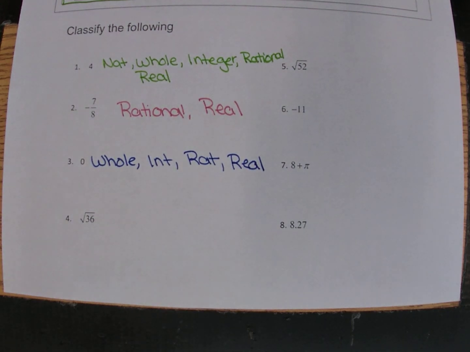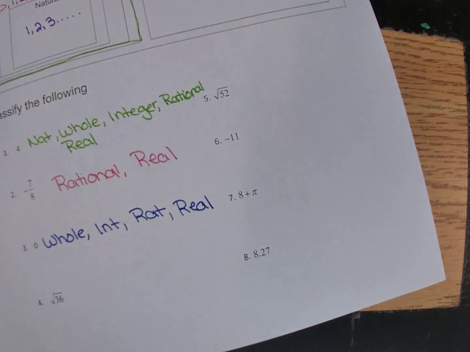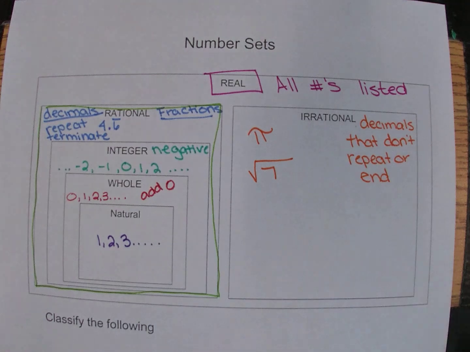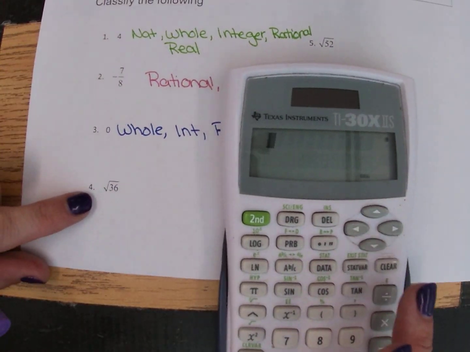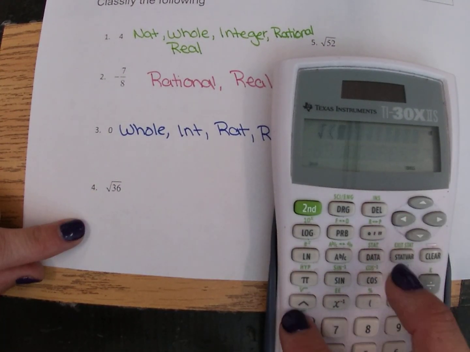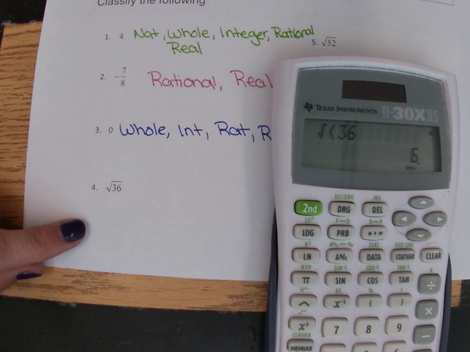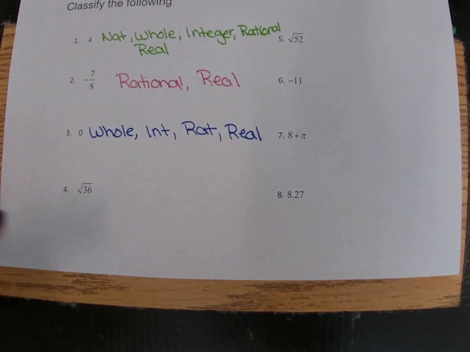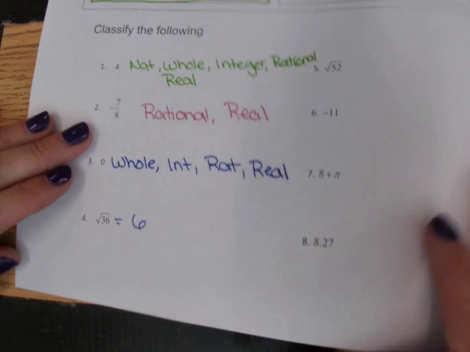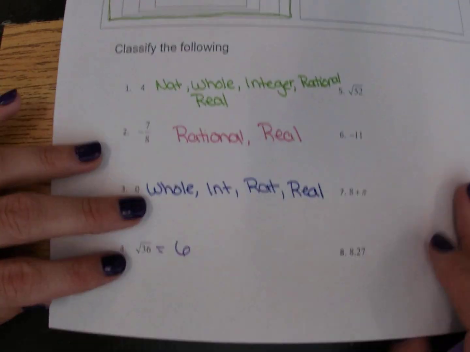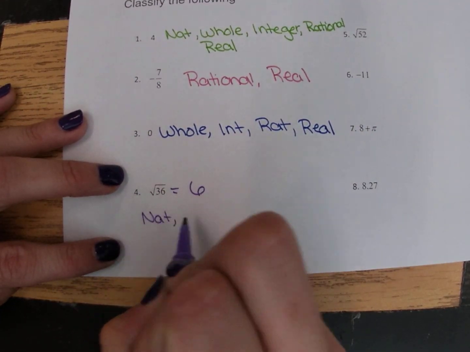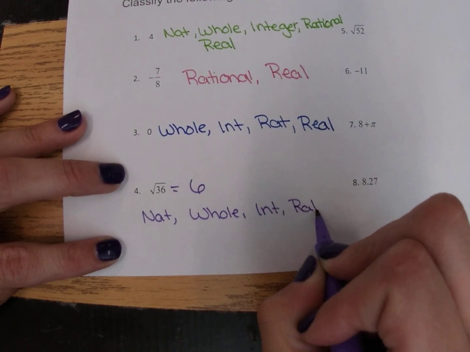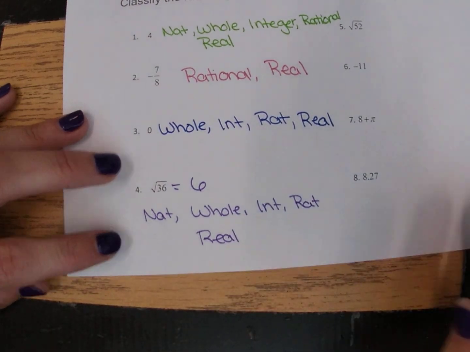Now, if we get something that's a square root, we need to check, right? Because we said some square roots are irrational. But we'll need to check and see what it actually is. And the best way to do this is to just check it in your calculator. So if we do the square root of 36, it tells us that the square root of 36 is 6. So what this is actually asking us to do is to decide where 6 goes. Well, 6 is our basic counting number, so it would be a natural, a whole, an integer, a rational, and a real.